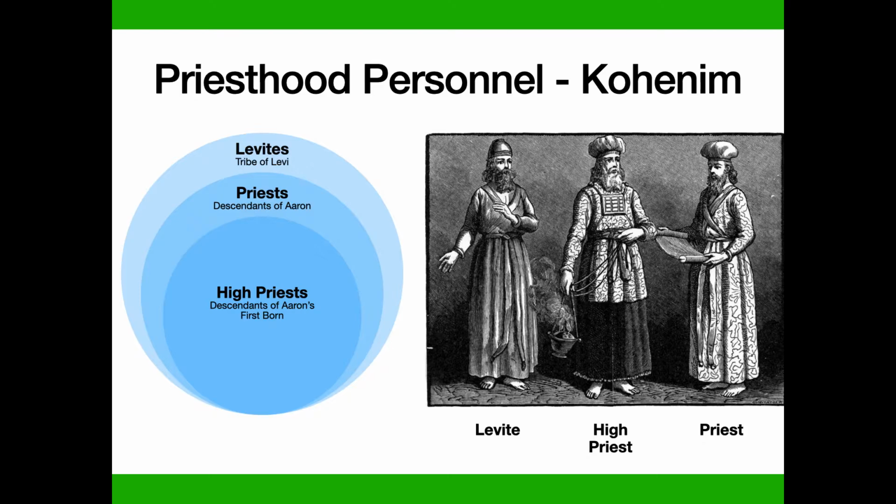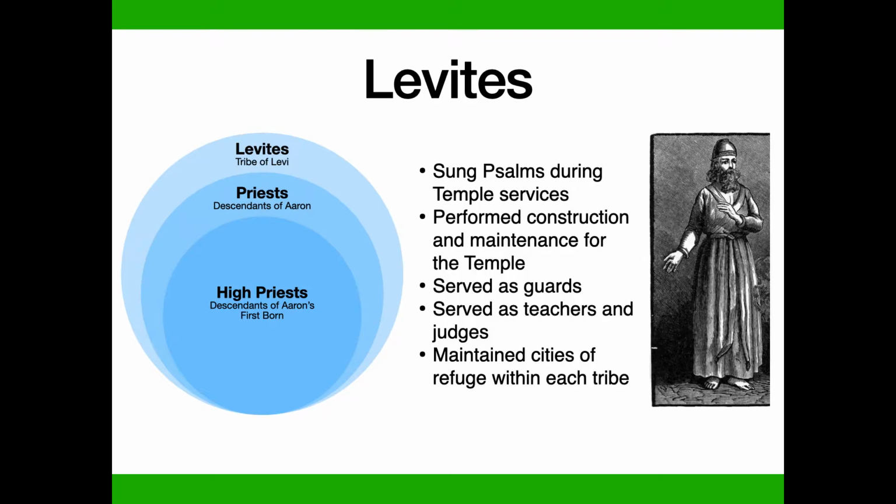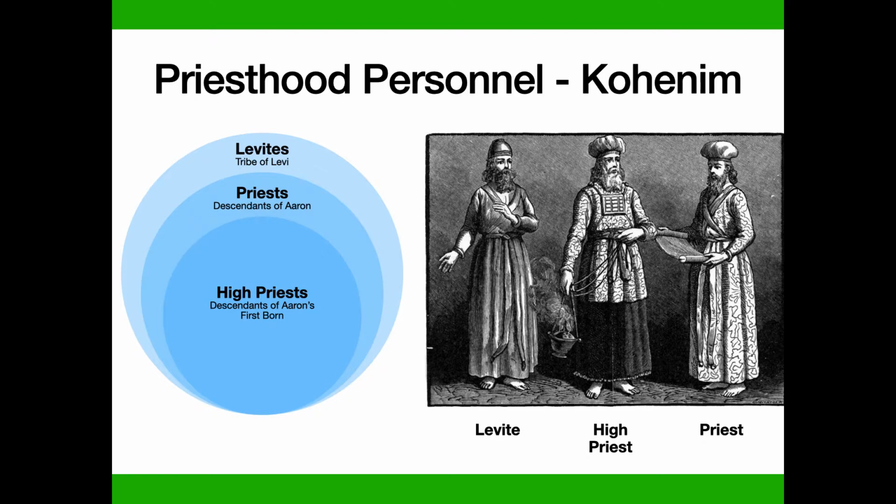But not all Levites are priests, and not all priests are high priests. But all high priests are Levites, and so forth. That's why the bubbles are fitting within each other. So anybody from the tribe of Levi is considered a Levite, and they can go in lots of different places. I have a slide on it in a bit, where exactly they resided.